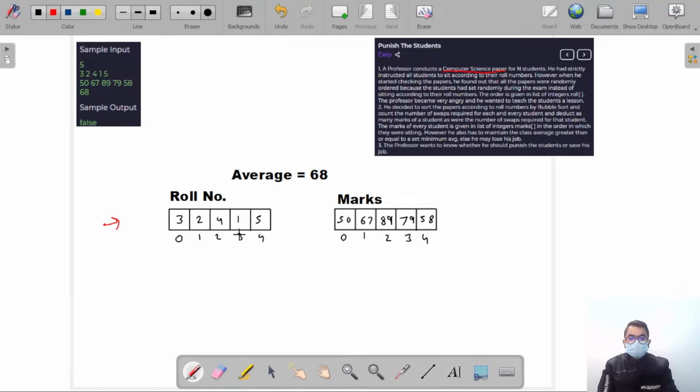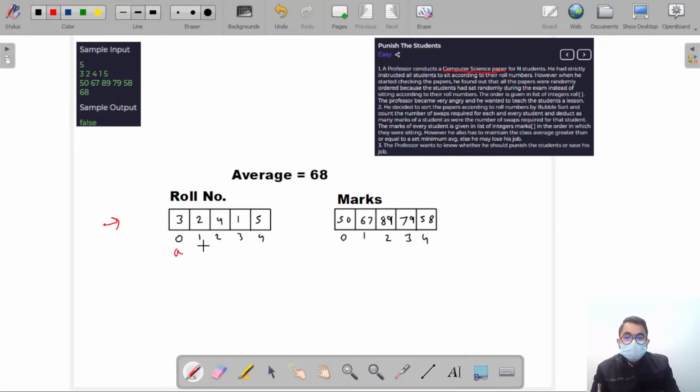What he needs to do is calculate how many times he needs to swap according to bubble sort for one student, so that he can deduct that many marks for that student. So let's say for roll number 3 the professor needed to swap a times so that his paper is in the right order.